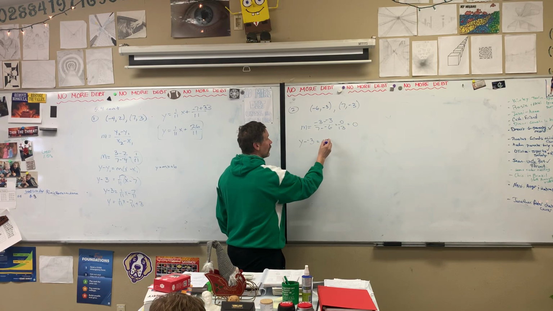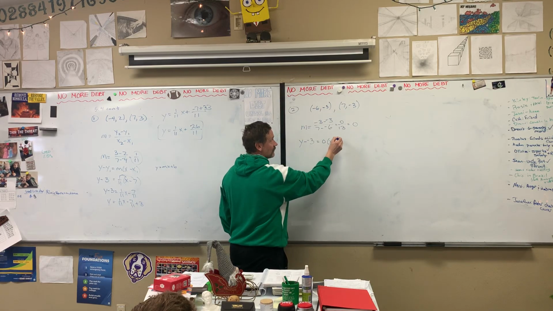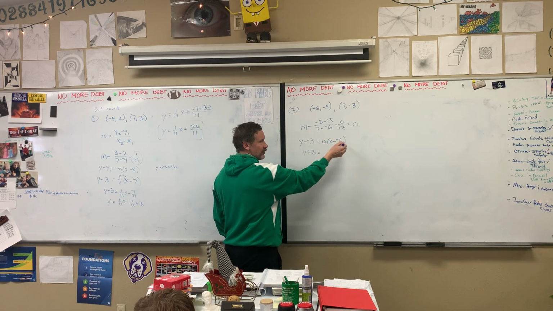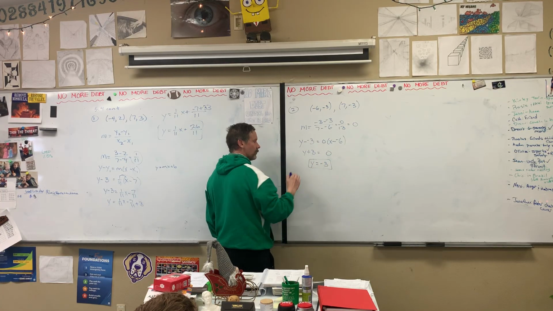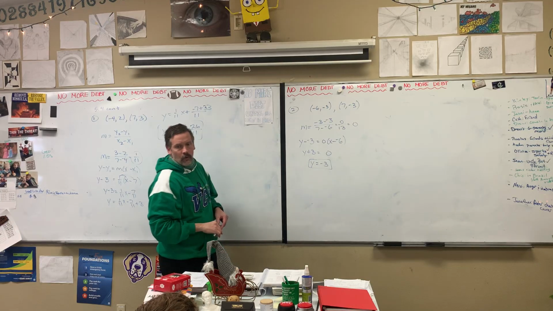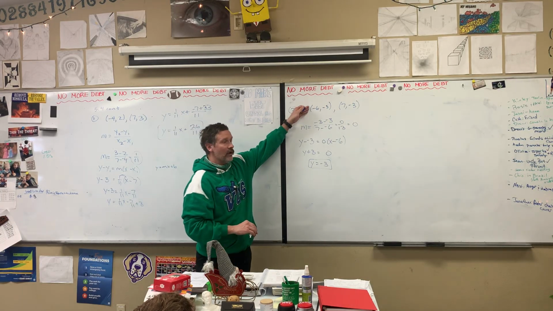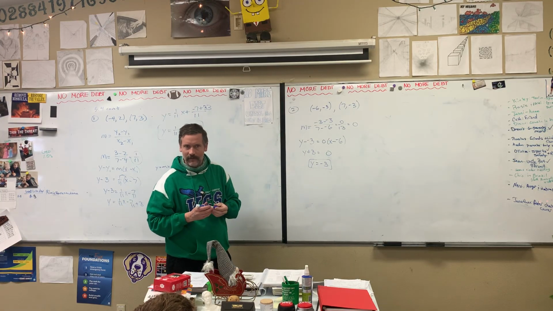m, which was 0, times x minus a negative 6. That's the one I was going to use, this point. And then you're like, okay, y plus 3 equals 0 times, what's 0 times anything? 0. And then you subtract the 3 over, and you're like, aha, y equals negative 3. What do you recognize when you look at the original points?